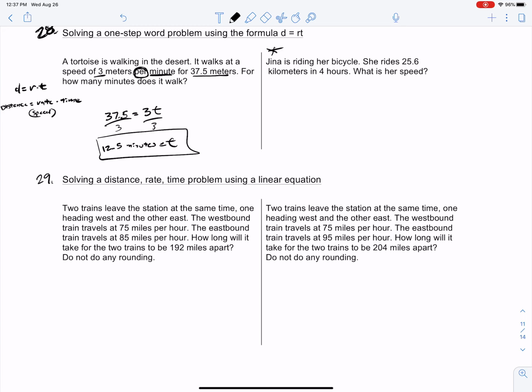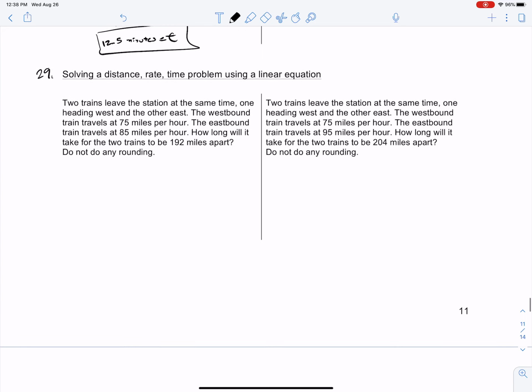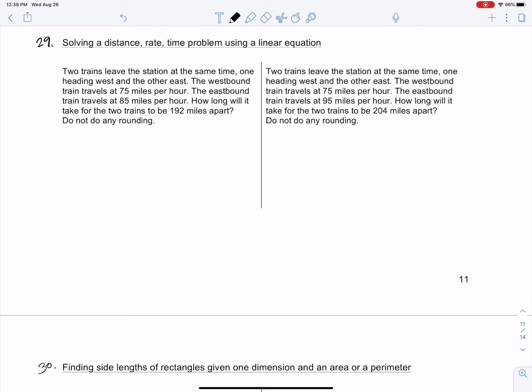Try the one on the right-hand side, and then move on. Solving a distance, rate, time problem using a linear equation. So this is actually a very famous style algebraic question that a lot of people like to ask.